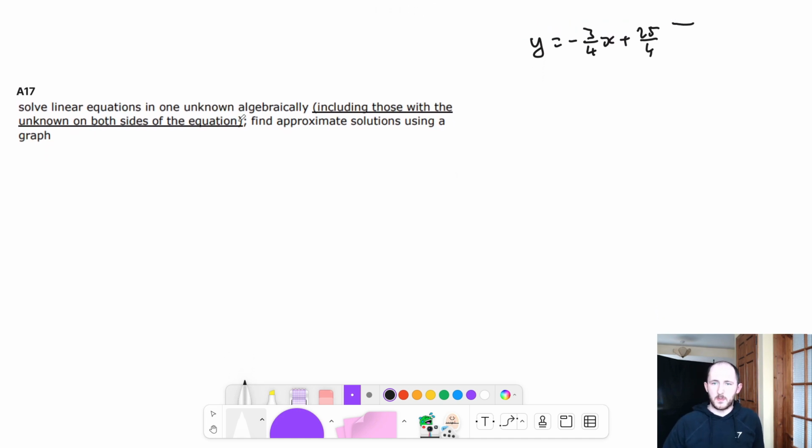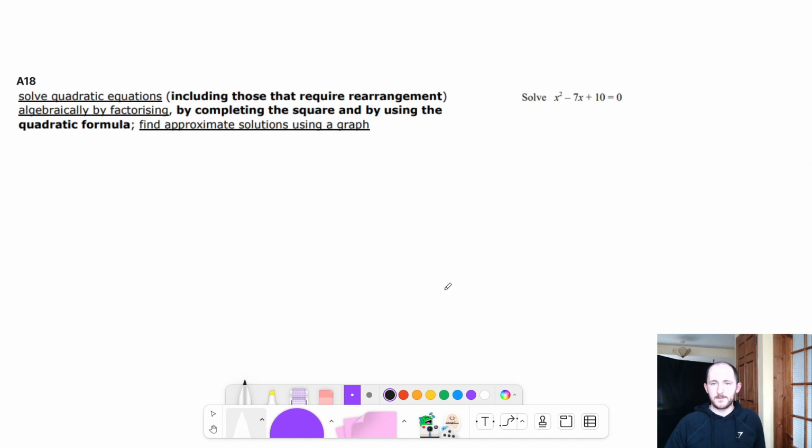Solve linear equations with one unknown algebraically. Again, you might have something like x plus 4 equals 10. Then you just need to rearrange for this. This is very similar to the spec point which said to make something the subject of a formula or rearranging formulas. When you're solving equations, all you're doing is making the letter the subject of the formula. That's all you need to do.